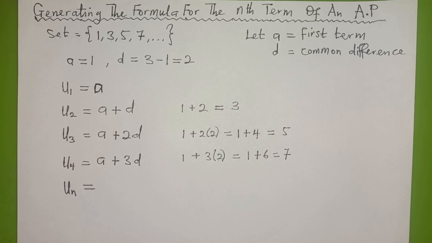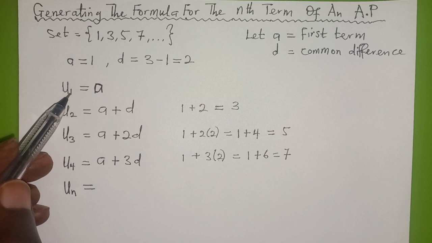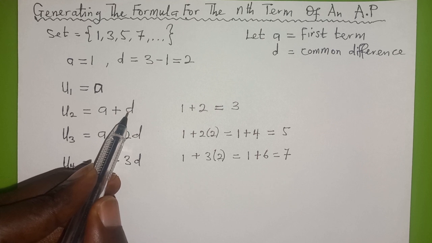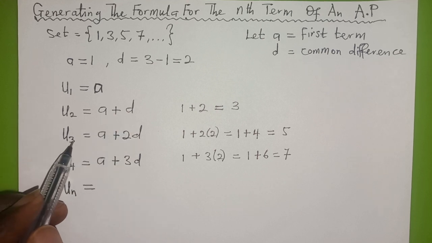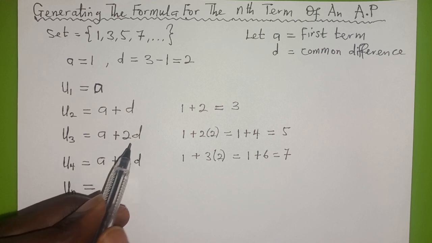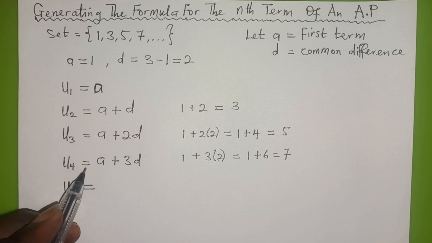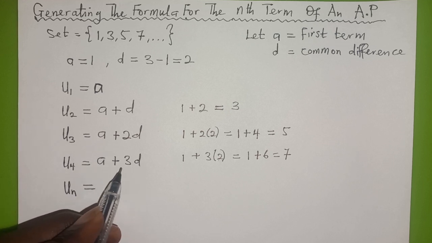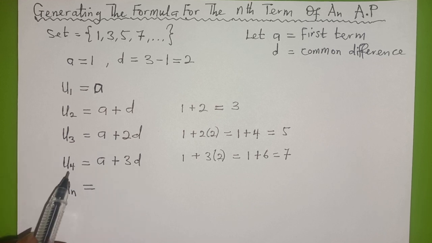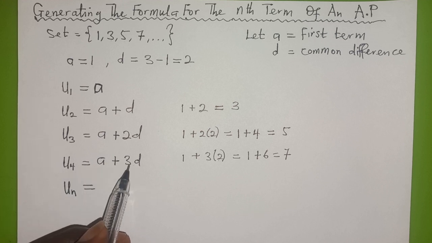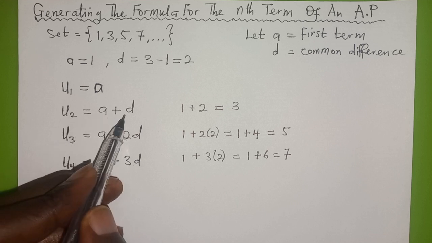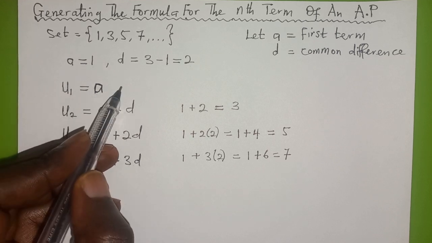Now, if I have Un, observe this carefully. You realize that anytime you have U1, it is only A. If you have U2, it is A plus D. The D is only 1. If you have U3, it is A plus 2D, which means that we have 2 of the D's. If you have U4, it is A plus 3D, of which we have 3 of the D's. So there is a pattern. If you have 4 here, we have 3. If we have 3 here, we have 2 here. If we have 2 here, we have only 1. If we have 1, we have none.